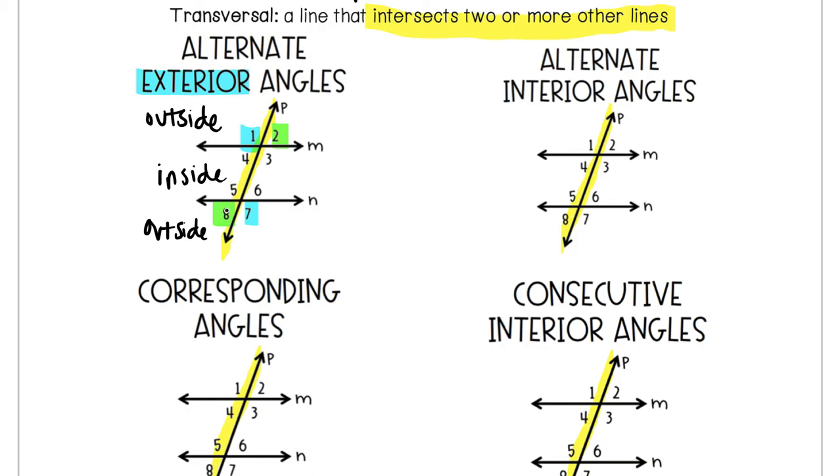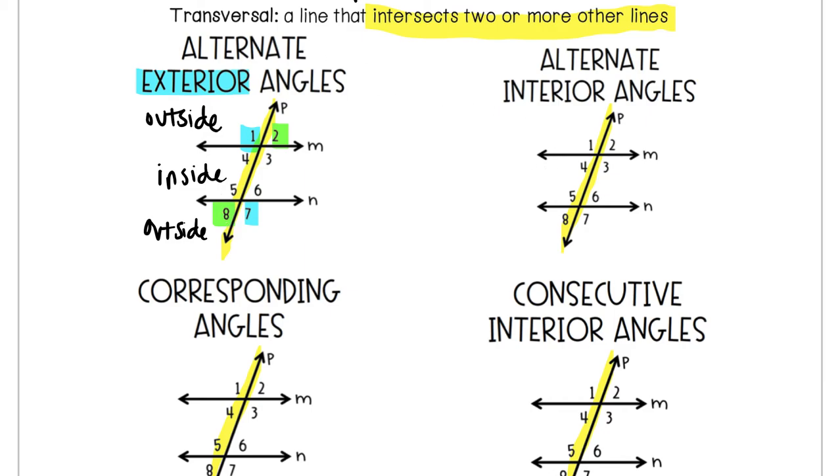You can see that 8 is on the left side of the transversal P, and 2 is on the right side of the transversal P. Whereas 1 and 7, 1 was on the left and 7 was on the right. They're both outside of those lines though, so that means they're exterior.